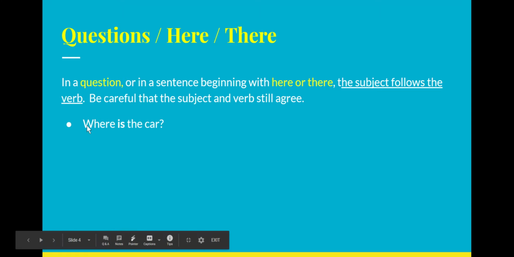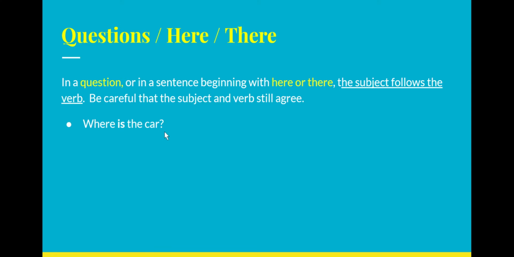So here's an example of a question, right? Where is the car? So the subject of my sentence is the car, right? That's the who or the what of my sentence, but it's coming at the end, after my verb is. So both of these are singular. They are in agreement with each other. Here's another question. Why is the cat outside? So cat is my subject, but it's coming after my verb is. Cat is singular, is singular. They're in agreement with each other.